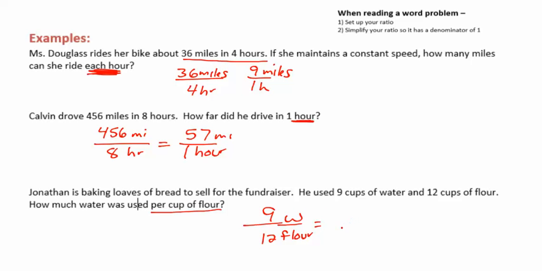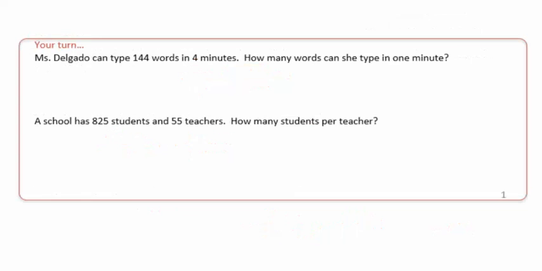Okay, and I want to know 1 cup of flour. So in this case, I'm going to divide: 9 divided by 12. When you take that out, it becomes 0.75 cups of water, which is 3/4. So 3/4 cups of water for 1 cup of flour. All right, let's keep going.